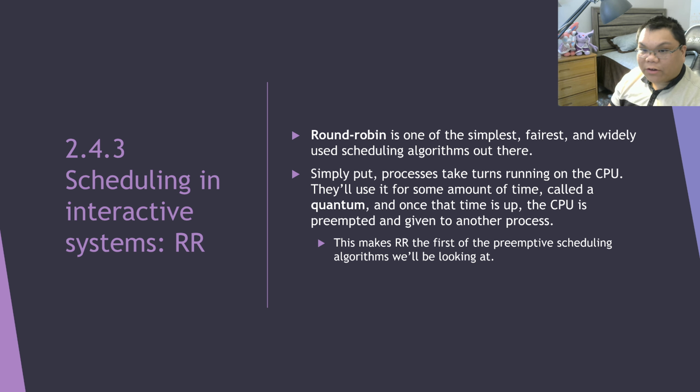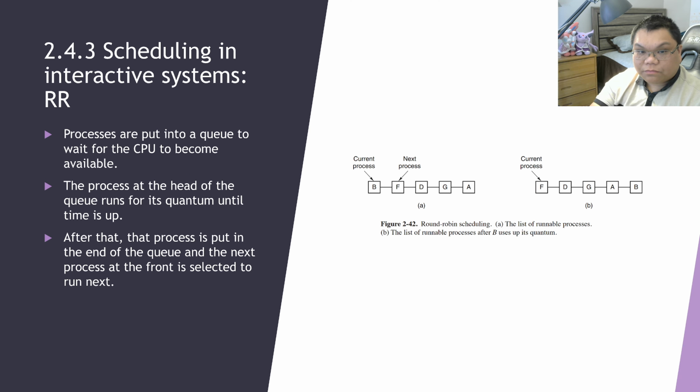Basically, processes take turns on the CPU. Processes fall in line in a queue, and whichever process is at the head of the queue is the process that will run first. That process is going to run for some amount of time until time is up. When that happens, that process is put in the back of the queue, and then it's the next process's turn to run. Once that's up, that process goes back to the queue. Back of the line you go, and then the next process runs.